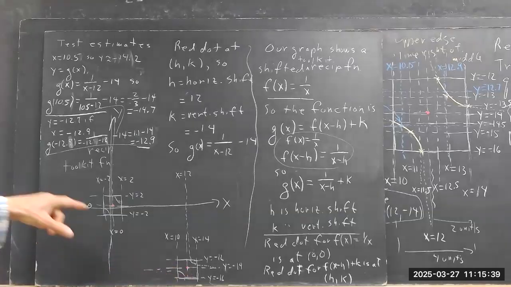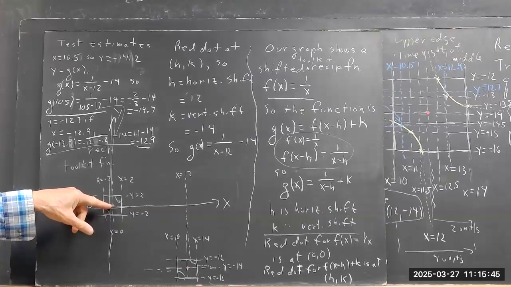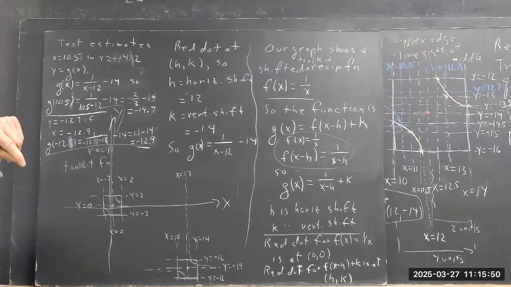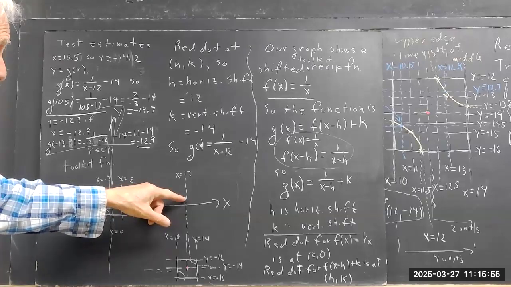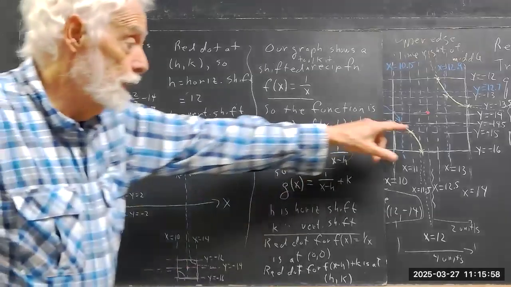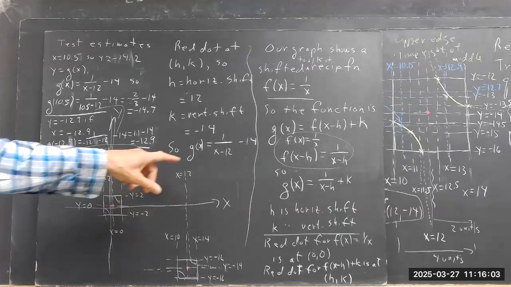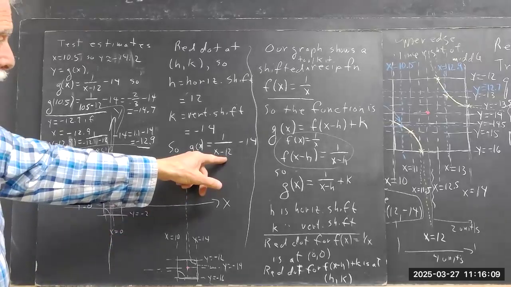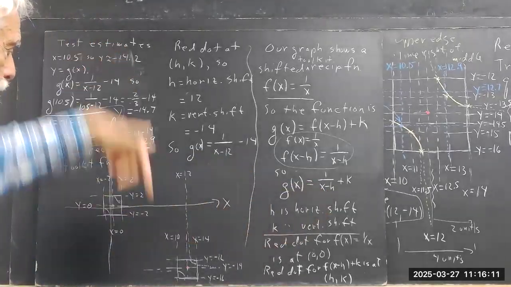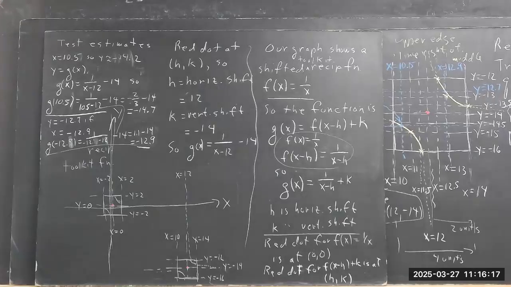Here is your toolkit function, where H and K are both 0. The red dot is at the origin. You take this thing and you shift it 12 units right and shift it 14 units down, and you get this. And the code for that graph then is u of x is 1 over x minus 12 minus 14, because H is your horizontal shift and it's 12, and K is your vertical shift and it's -14. There's the code for your function.